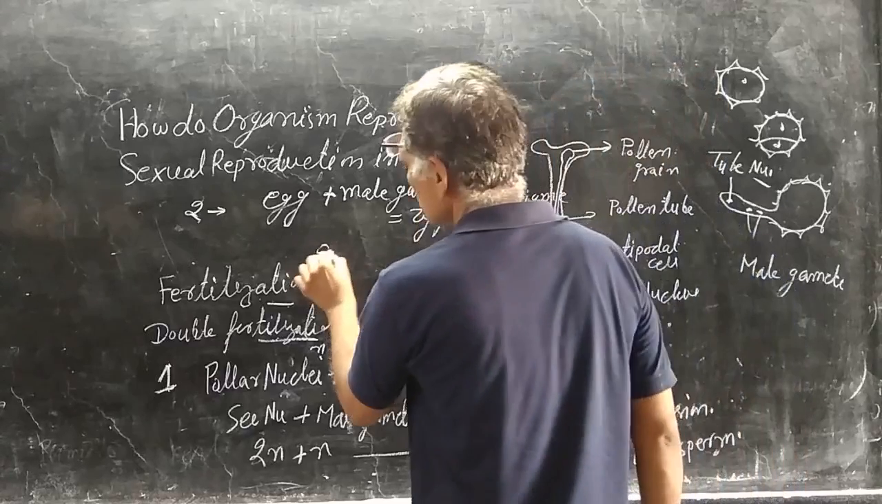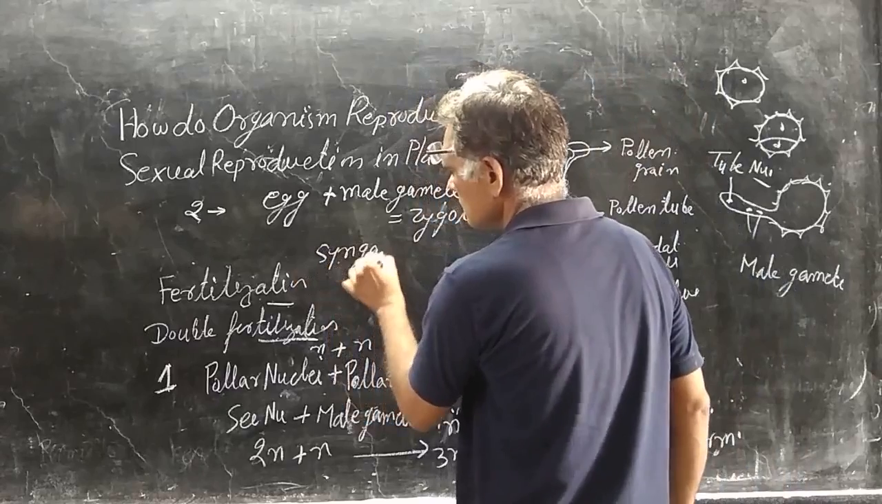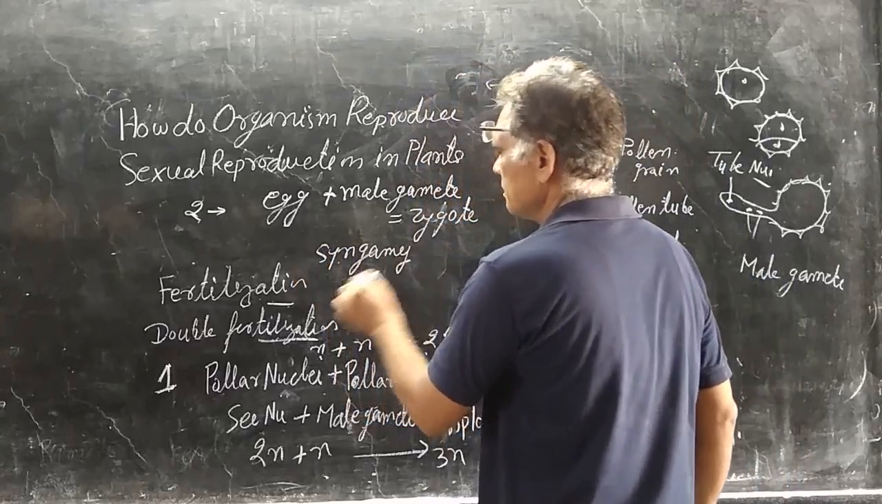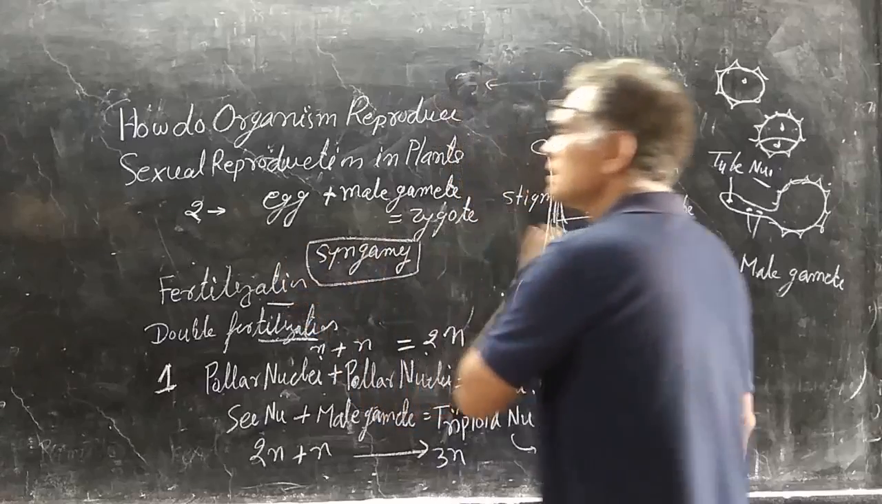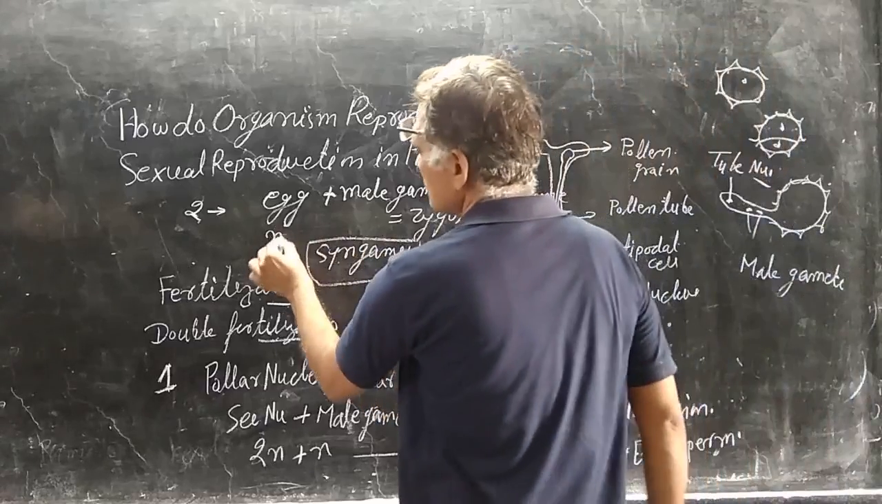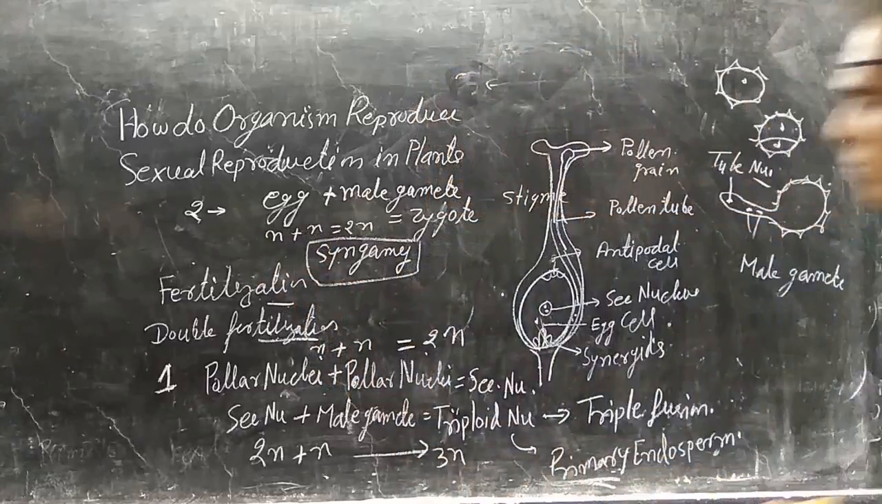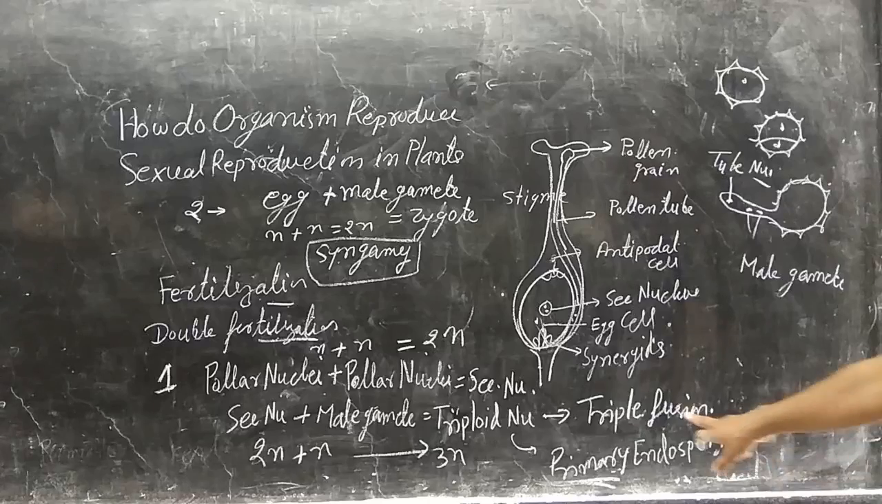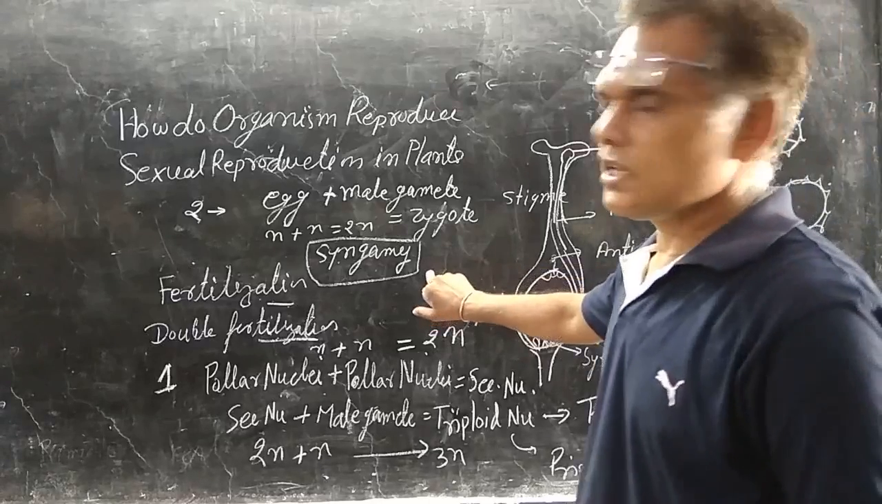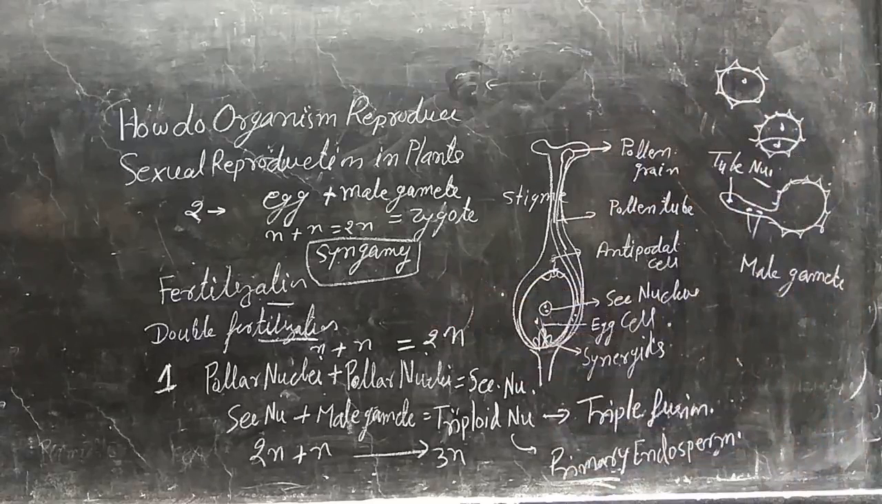And this process is known as syngamy, N plus N, that's 2N. So here there are two processes. One is triple fusion, another is syngamy. So this is double fertilization. It is the unique feature present inside the angiosperm.